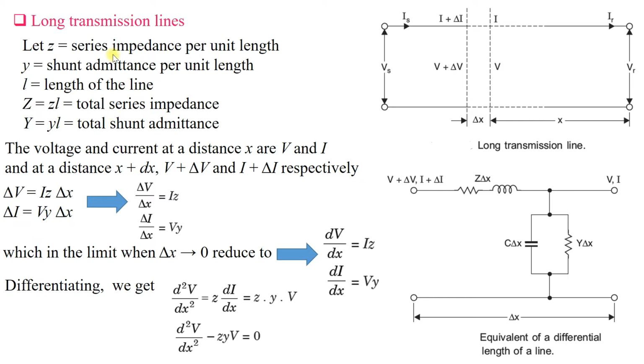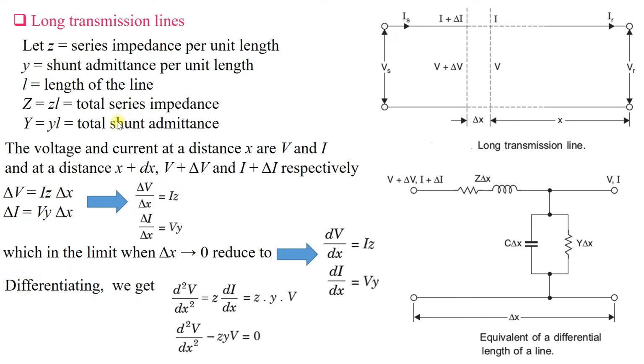Next portion is long transmission lines. In the last class, we have seen how to model a medium length transmission line as its T equivalent or pi equivalent circuit. Compared with the medium length transmission line, in case of long transmission line, we'll be considering the continuous variation of the line inductance and capacitance, or the line parameters.